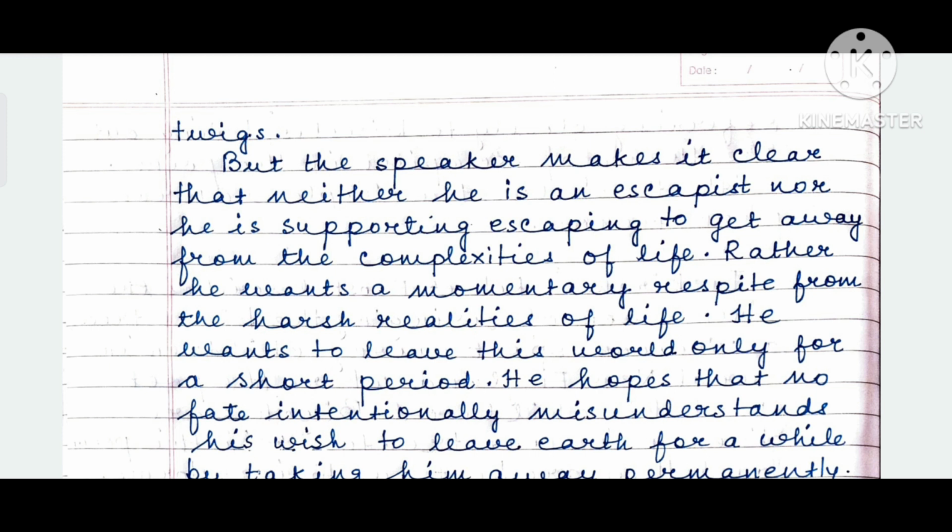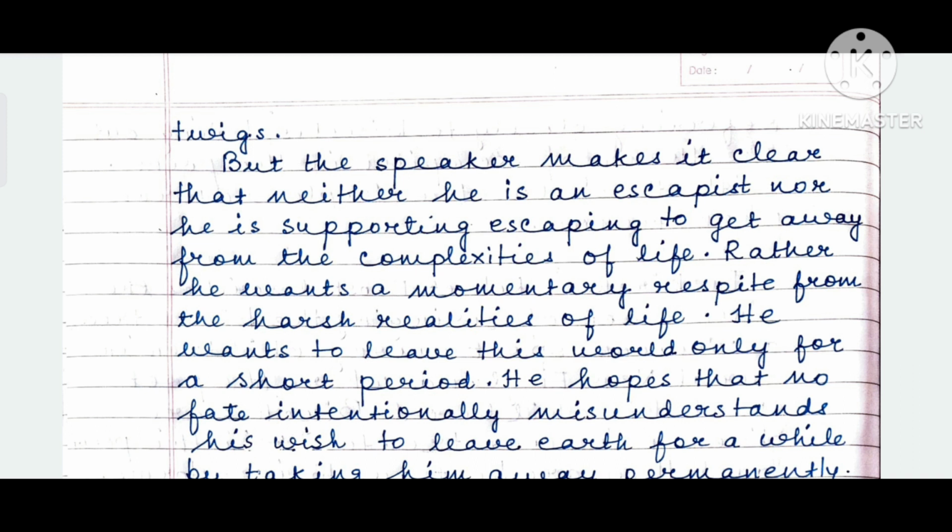Again, the simple explanation. Now, the critical comment, the critical analysis. But the speaker makes it clear that neither he is an escapist nor he is supporting escaping to get away from the complexities of life. Rather, he wants a momentary respite. Momentary is the most important word here. Momentary, temporary, short-lived. Momentary respite from the harsh realities of life. He wants to leave this world only for a short period.